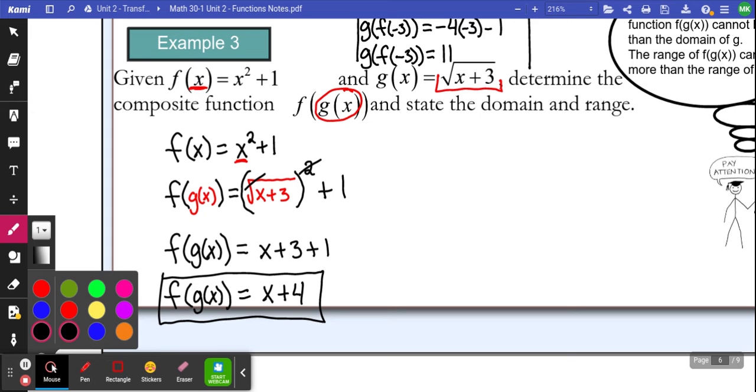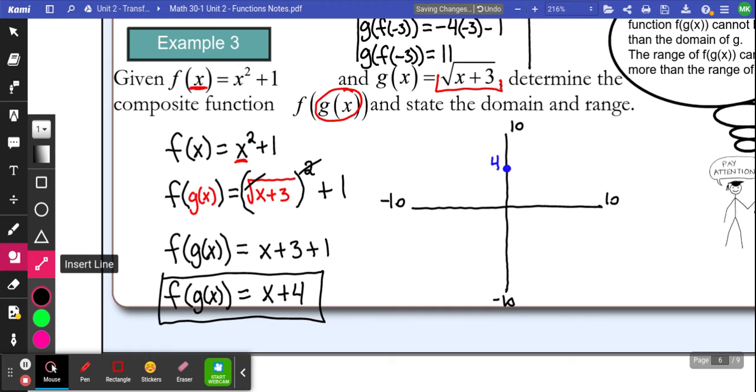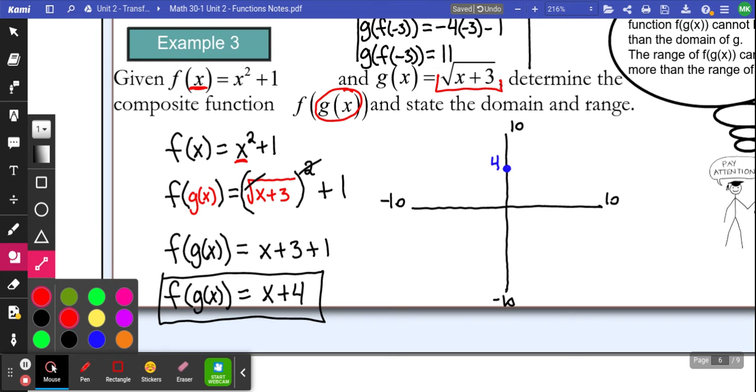I see a lot more nodding and like, oh, okay. Function in a function. Let's talk about how to do domain and range of that, because that is tricky. So now that we know what this equals, x plus 4, we could do the domain and range. I'm going to do a quick sketch. If you were to graph this thing, let's just do tens. Your graph would look like this. You'd have a y-intercept at 4, and you'd have a nice diagonal line, something like this.